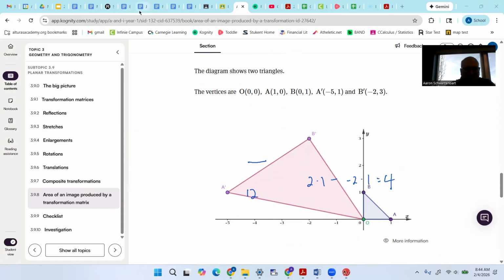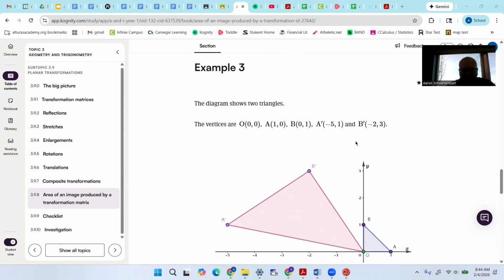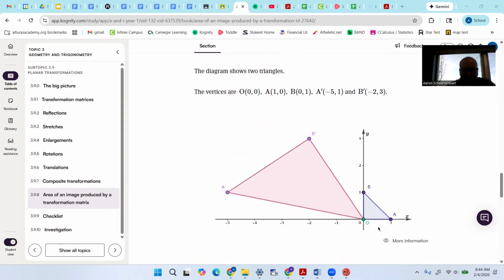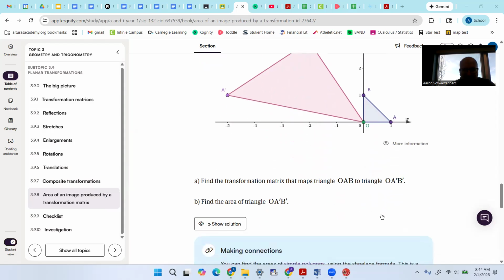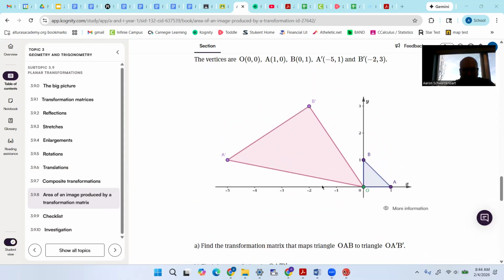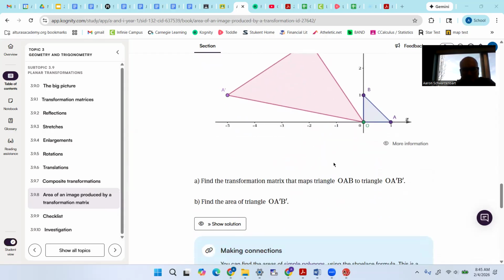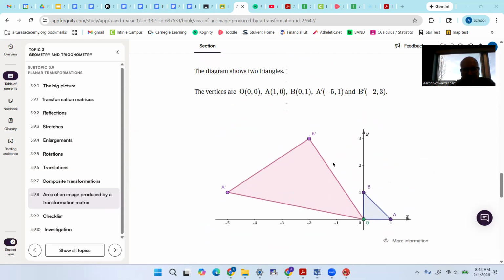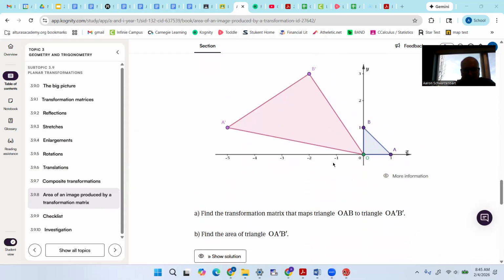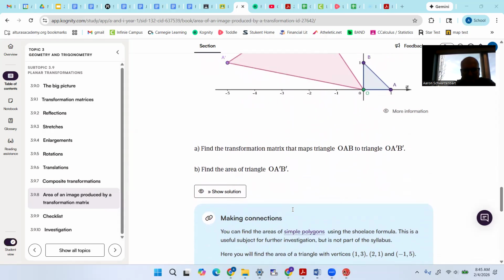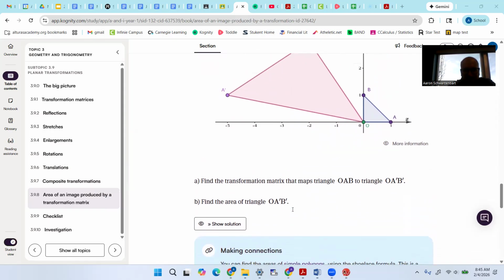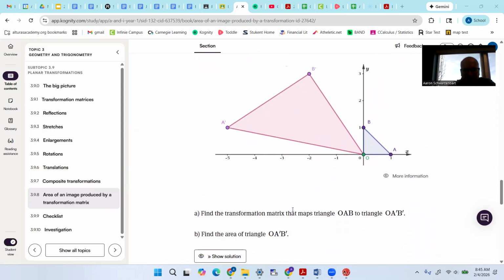So example 3, we have these vertices, and we have the original. It says find the transformation matrix that transforms this. So this one feels like it's easier to do the area first. Maybe not. That's not an easy triangle to do area of.